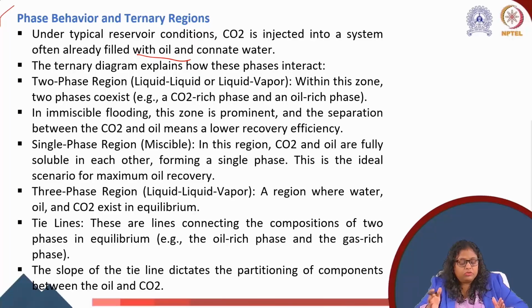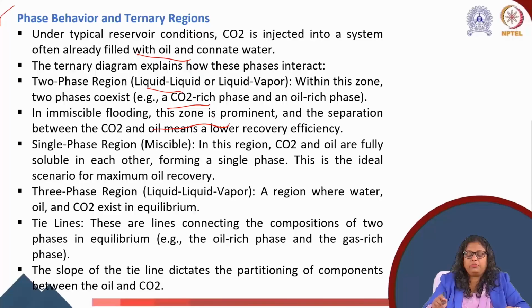So we have the two-phase region. This two-phase region will be liquid-liquid or liquid-vapor. Within this zone, two phases exist, that means a CO2-rich phase and an oil-rich phase. In immiscible flooding, this zone is prominent, and the separation between your CO2 and oil means a lower recovery efficiency.